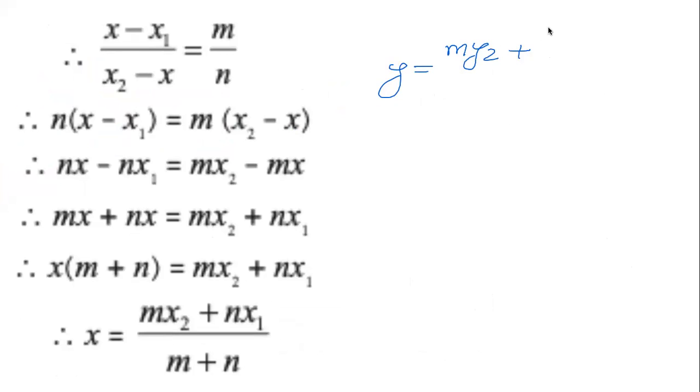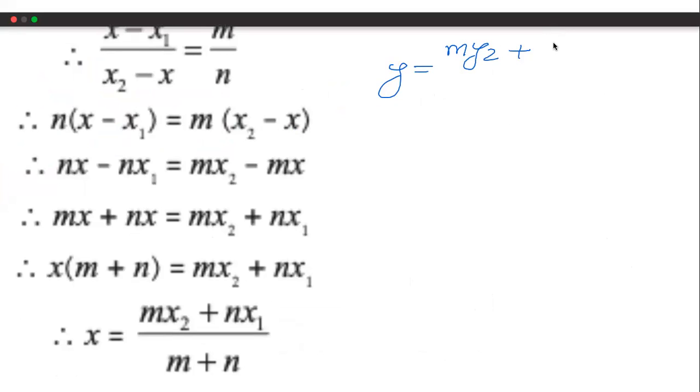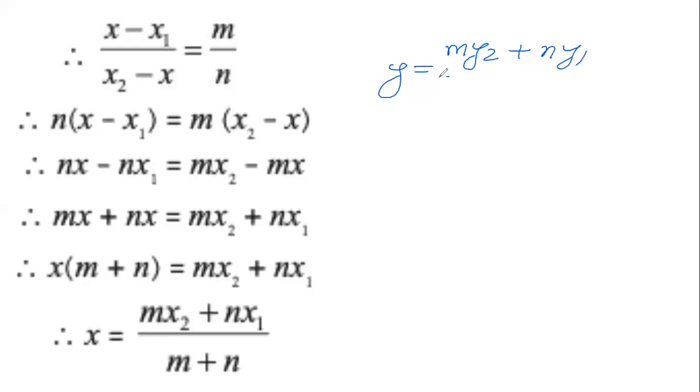Speak or type. Y will be equal to my2 plus ny1, correct, divided by m plus n. Thank you for the interaction on the chat. So using the basic knowledge of intercepts made by transversals on parallel lines, we are able to find out the coordinates of a point that divides a given line segment in a particular ratio.